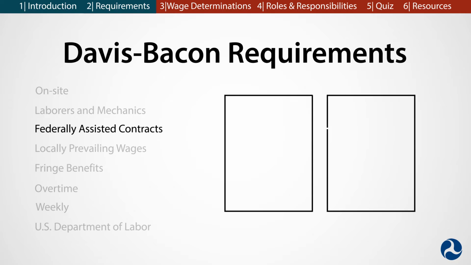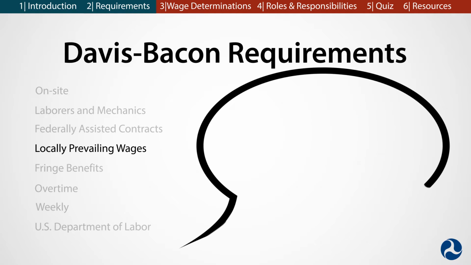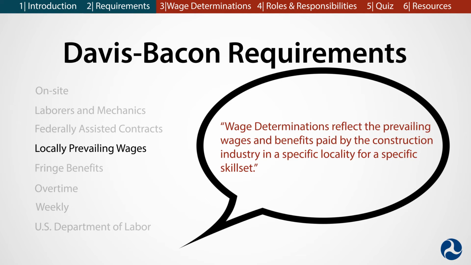Federally assisted contracts. Any construction project that receives federal assistance falls under the authority of the DBA. That means if a project receives a federal grant or loan, it must comply with the requirements of the Davis-Bacon Act. Locally prevailing wages. Wage determinations reflect the prevailing wages and benefits paid by the construction industry in a specific locality for a specific skill set. We will talk more later about wage determinations.